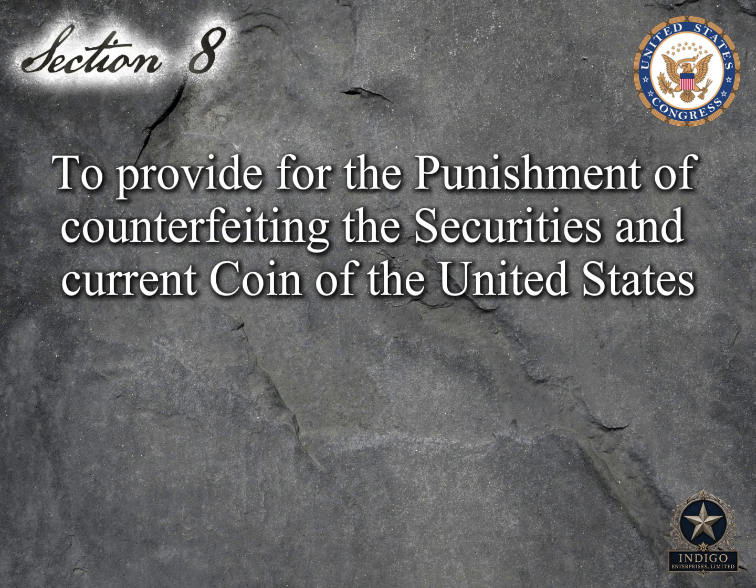To provide for the punishment of counterfeiting the securities and current coin of the United States. So they have the ability to say whether somebody that is counterfeiting any kind of monetary valued coin, paper bonds, anything of those natures that can be used in a monetary value, that the Congress has the ability to provide the punishment, what that punishment would be.